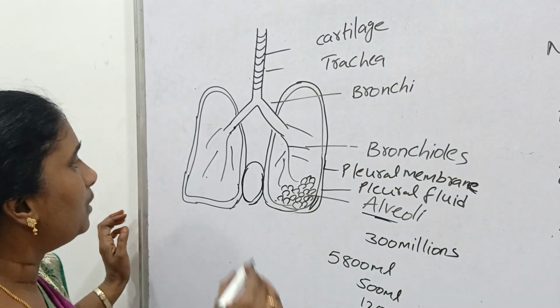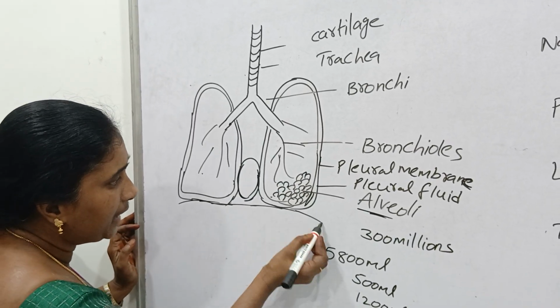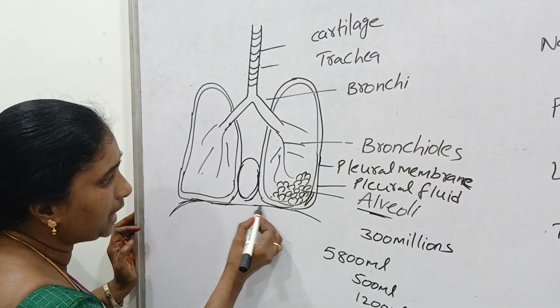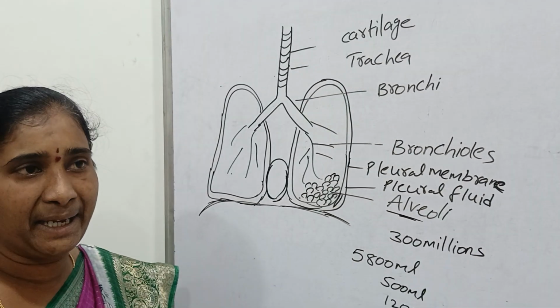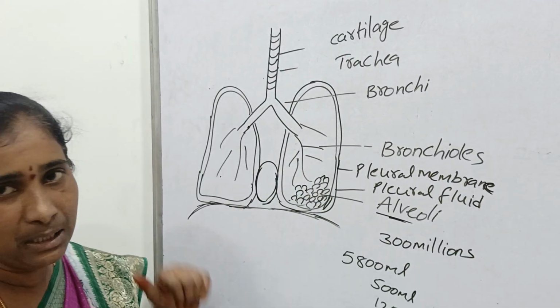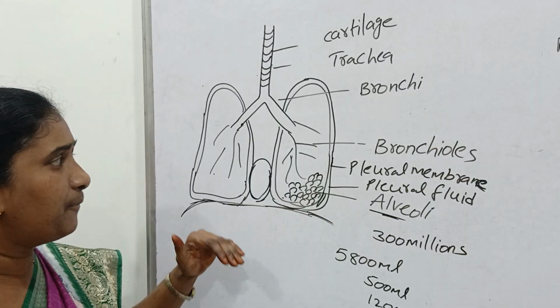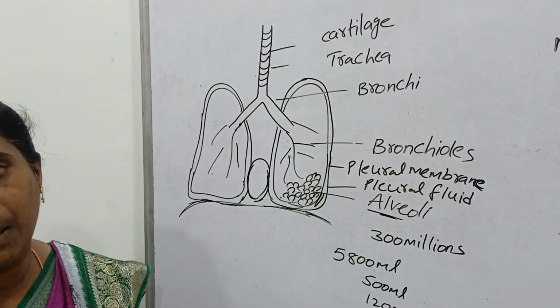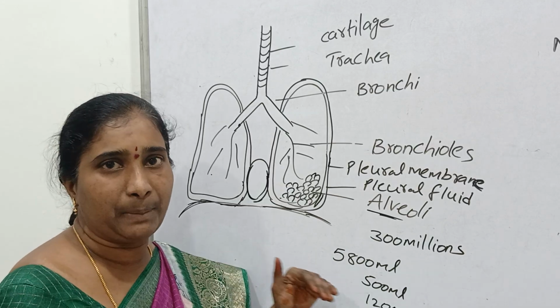Okay, so here under these lungs we can find a dome shaped structure. This is called diaphragm. Diaphragm is the floor of chest cavity. When you inhale the air, we can feel that something is pushing down internally. So that is nothing but diaphragm. It is helpful to separate thoracic cavity and abdomen.